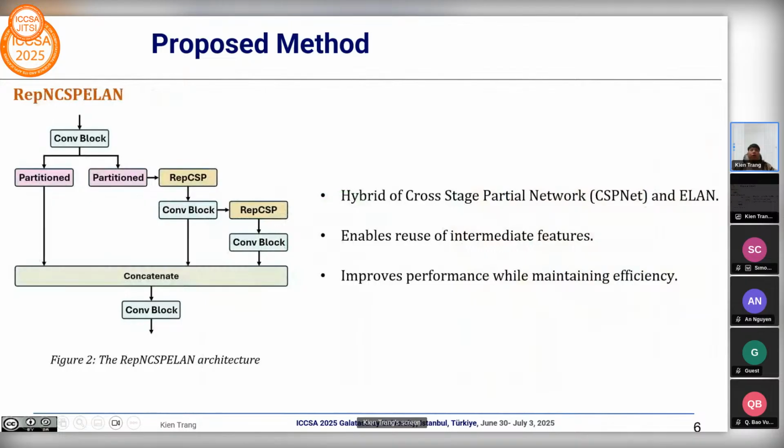So the RepNCSPELAN is a lightweight and powerful neck module that captures deep features without redundant computation. It is inspired by an architecture combining the cross-stage partial network and the efficient layer aggregation network. As we can see here, it splits the features and processes them independently, and then merges them later. This ensures both diversity and computational efficiency during processing.